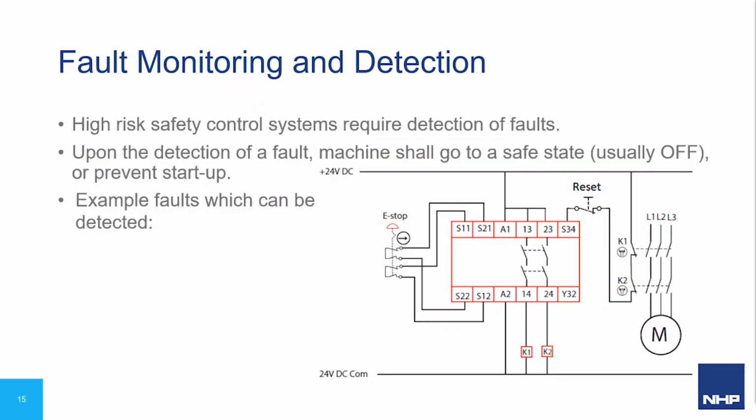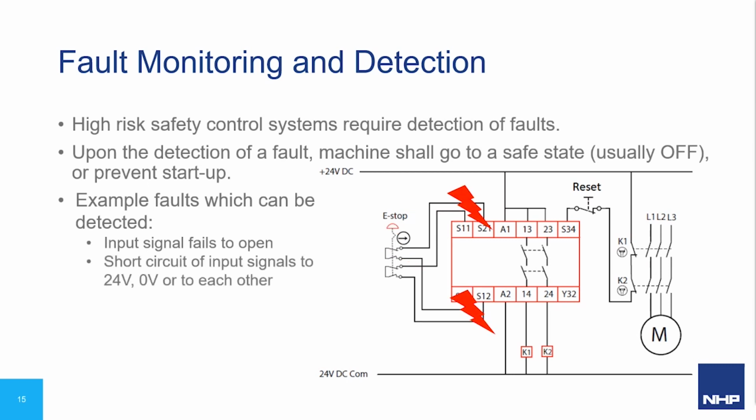This is where safety monitoring relays become incredibly useful, as they are specifically designed and engineered to perform the fault monitoring task we so critically require in our safety control systems. Safety monitoring relays take care of all the diagnostics and go to the safe state in the event that a fault is detected. In a typical and simple safety control system, some of the faults which can be detected are when one of the input signals fails to open or close, depending on the actuation method. If a short circuit occurs between conductors of the input device, that is, maybe shorts to 24 volts, 0 volts, or even shorts between the two safety signals themselves.